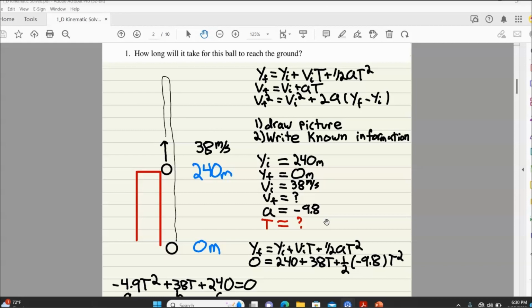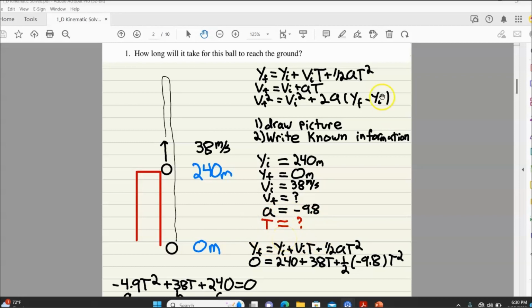That's a key concept, and you should memorize that on the surface of the Earth, the acceleration in the y direction is always negative 9.8, no matter what, when you're dealing with these type of problems. And time is an unknown. That's what we're looking for. So I wrote it in red.